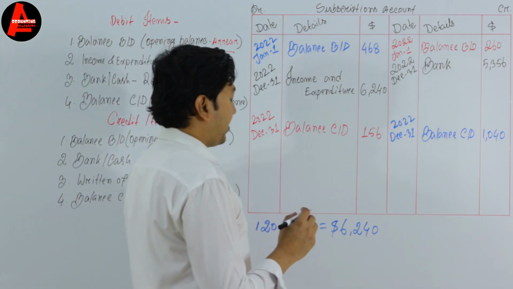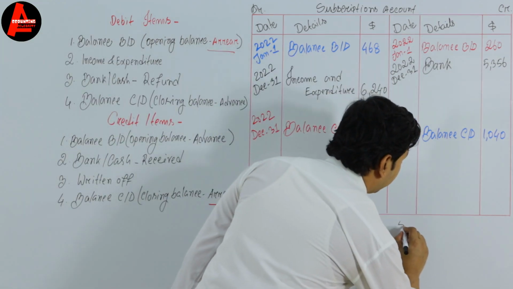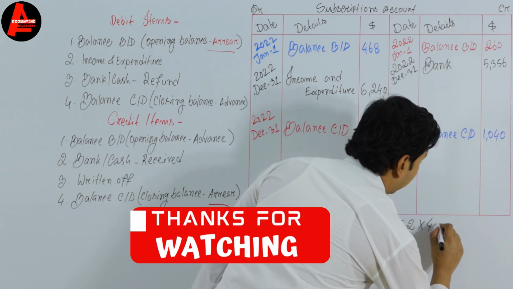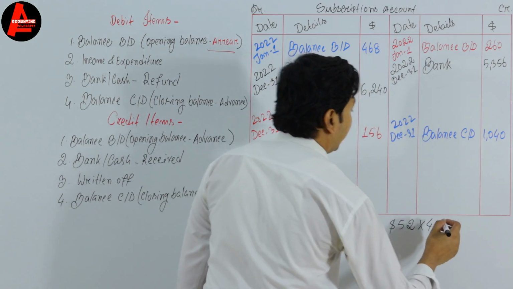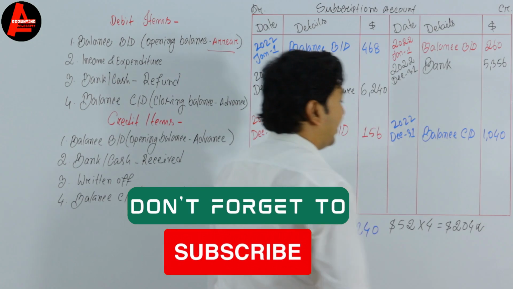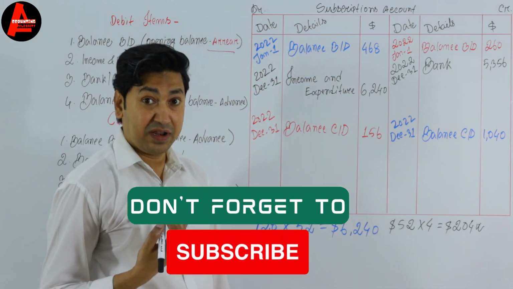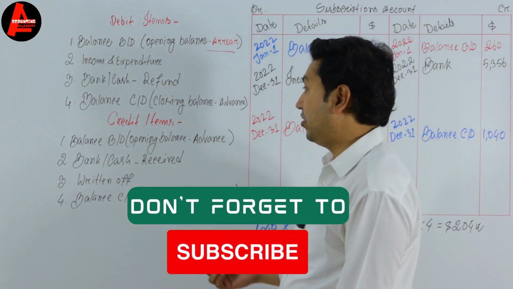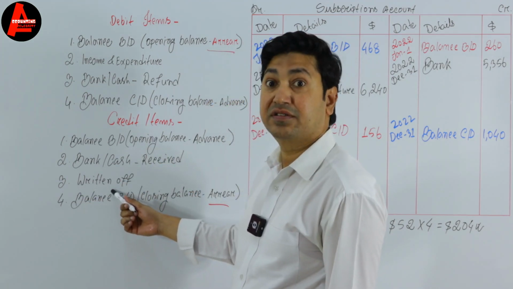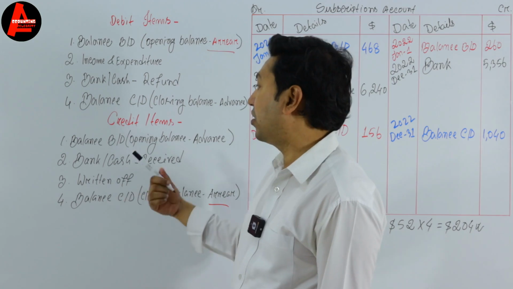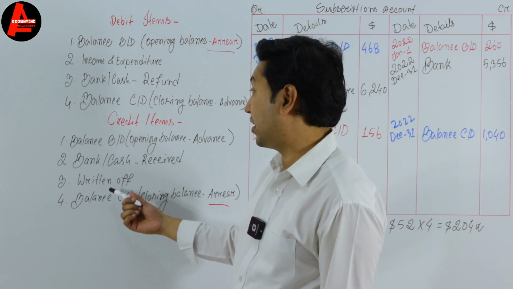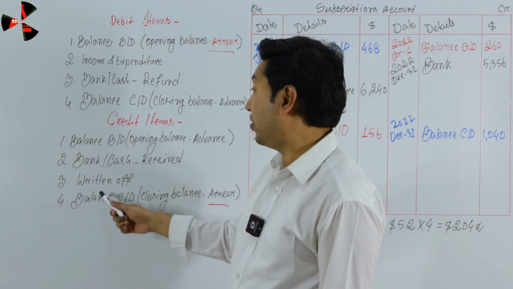So how much will be the amount? Each member pays $52, and 4 members could not pay. If we multiply, we get $204. This is the amount of irrecoverable debts. Look at the credit items, number 3, subscription written off, or irrecoverable subscription, whatever is written in the question. So you will write it on the credit side.